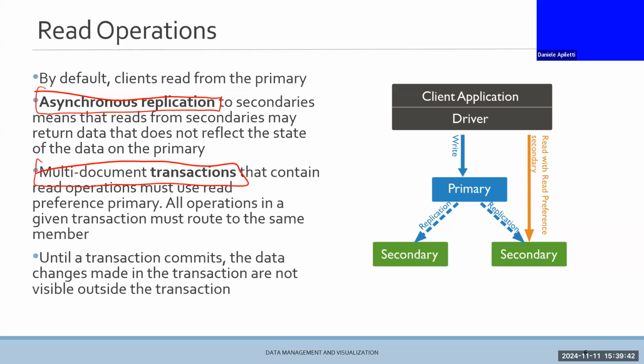Okay, that's the reading from the secondary. You see, you can read from the secondary like this, while the writing always goes to the primary. That's the default master-slave replication here.